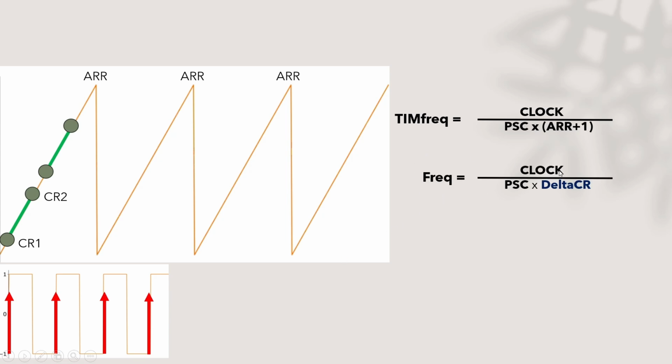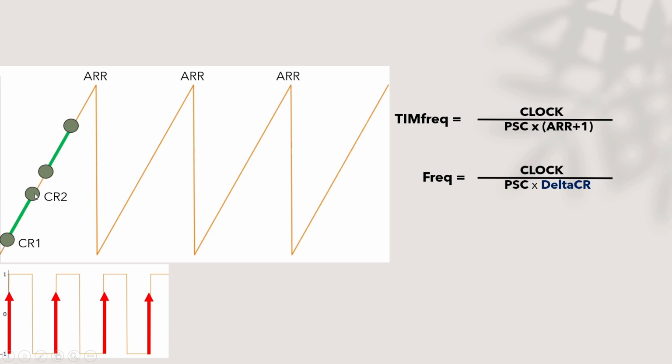And the frequency of this signal is going to be pretty much like this one, but instead of having auto reload register +1, we're going to have this value here, which is the delta CR. So the difference between these two values.